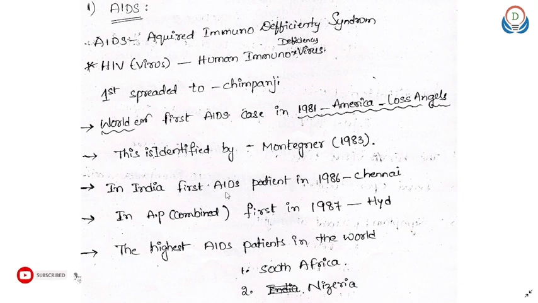In India, the first AIDS patient we saw was in the year 1986 in Chennai.